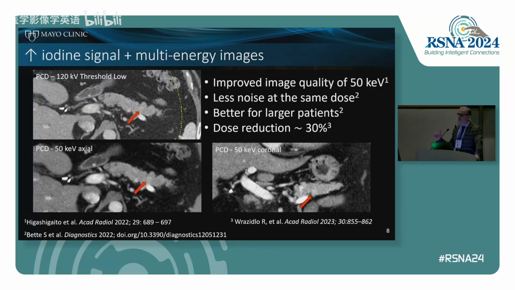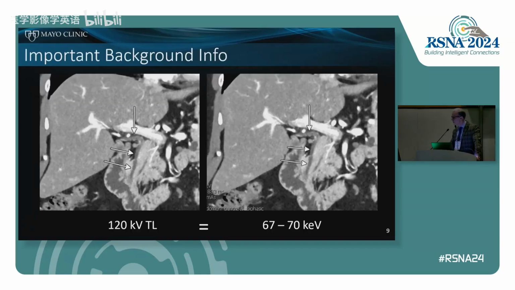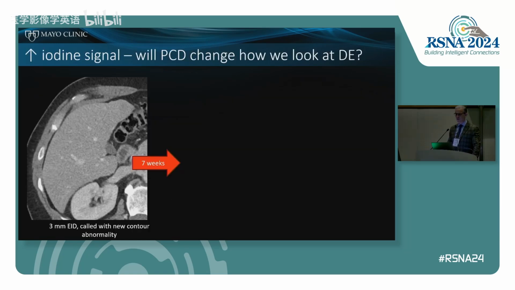For many medium-sized patients, you get the same image quality, but where photon counting shines is as we move to those larger patients, with an overall moderate dose reduction of about 30%. So some important background information is these threshold low images that Dr. Lang talked about are really nearly identical to these 67 to 70 keV VMI images. So those VMI images that are highly reproducible in CT number can be used for your routine recons.